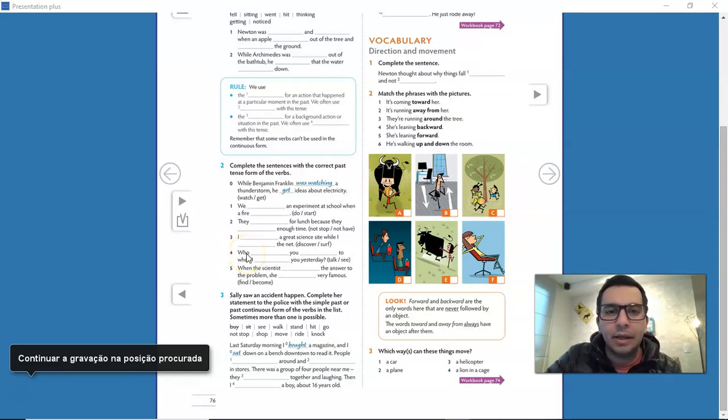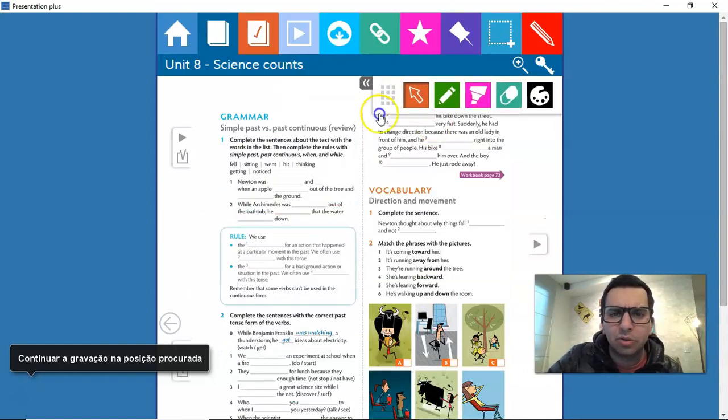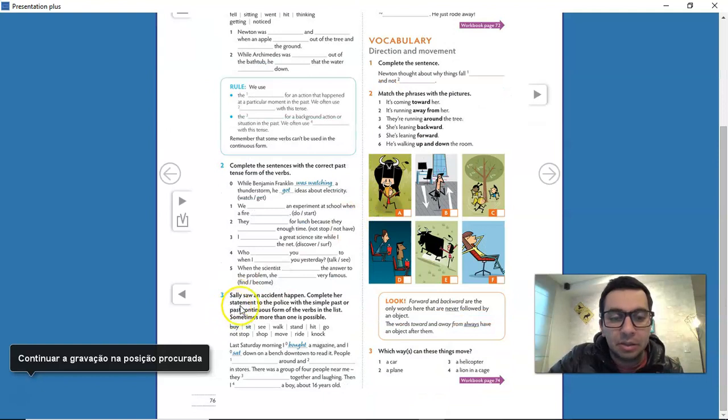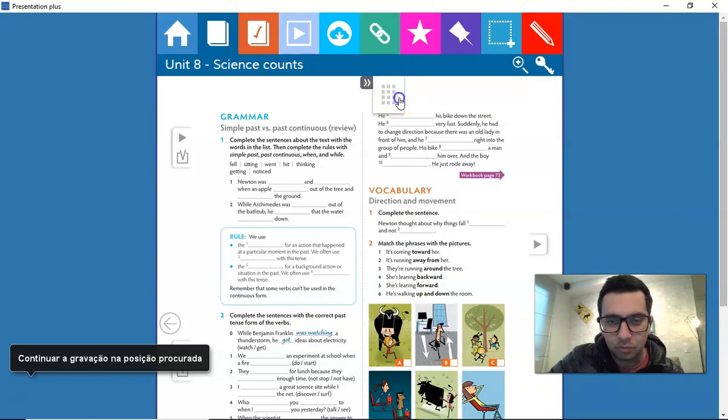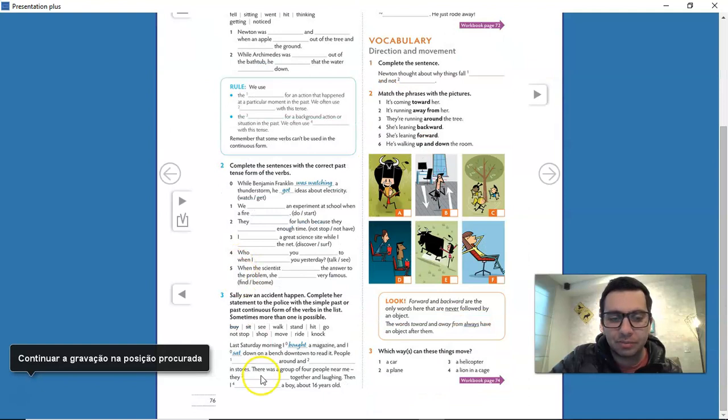Okay, guys, in our last activity on grammar, number 3, Sally saw an accident happen. Complete her statement to the police with the simple past or past continuous form of the verbs in the list. Sometimes more than one is possible. I'll give you some minutes to complete the story, with the verbs in the list, and then you come back for the answers.